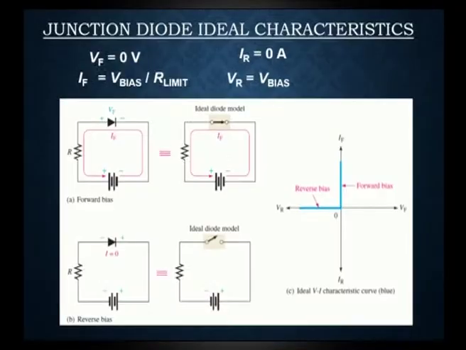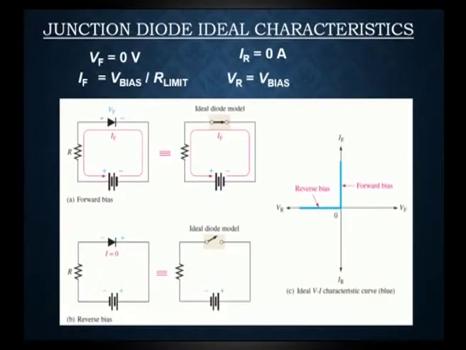In forward bias condition, the forward voltage Vf will be 0. Even if Vf is 0, we will get a current, that is If is equal to Vbias divided by R limit, where R is a resistance connected in series with the diode. In reverse bias, IR is equal to 0, that is the current will be 0 for VR equal to Vbias. This is the condition for an ideal diode in reverse bias.